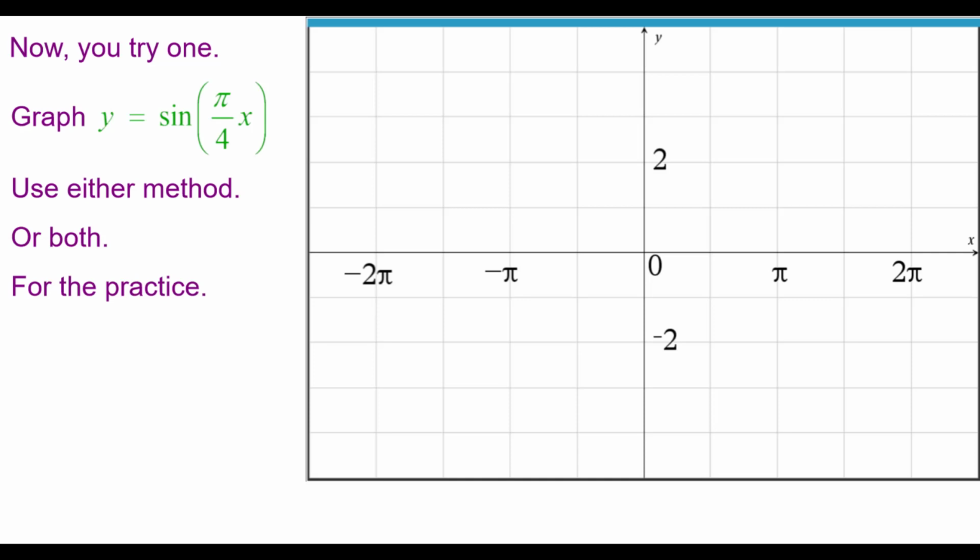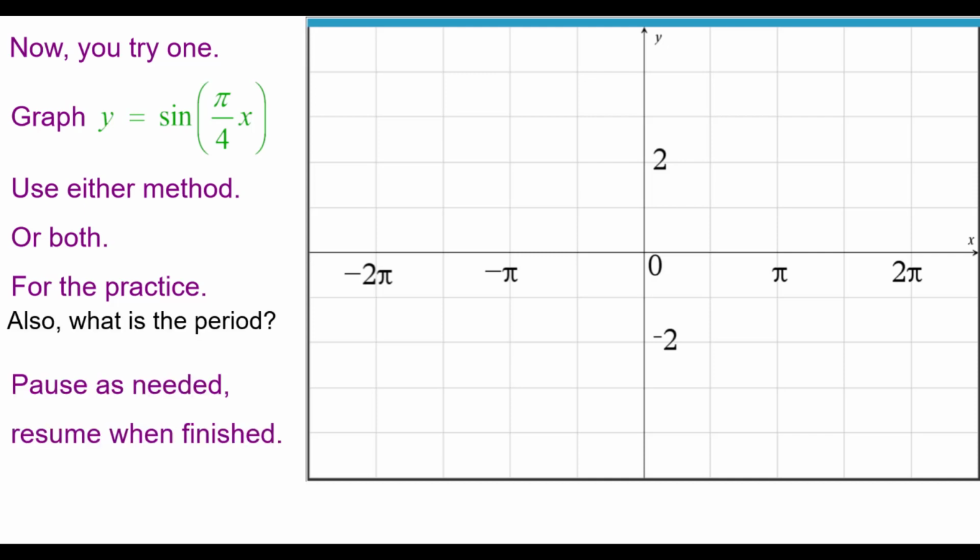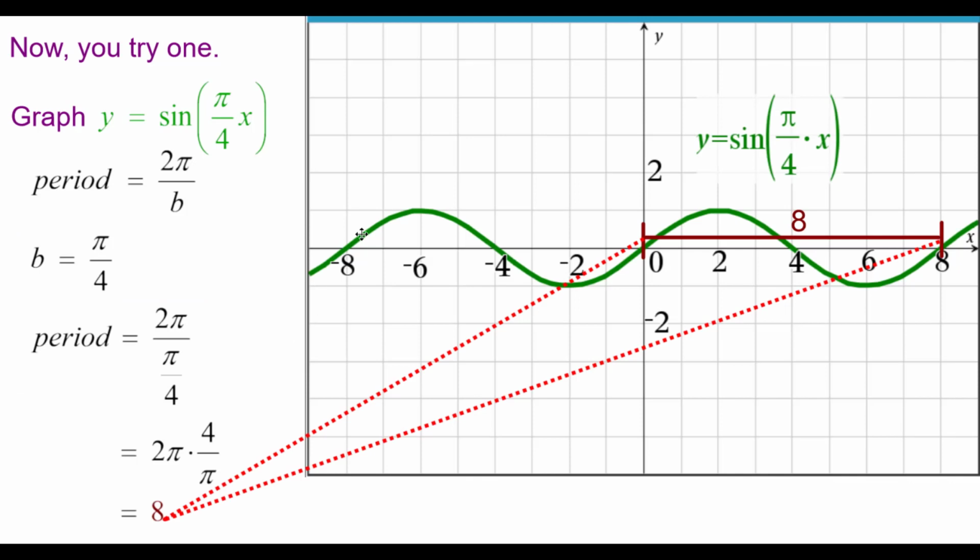Now you try one. Graph y equals the sine of the quantity pi over 4 times x. Use either method or both for the practice. And also tell us what the period is. Pause to do that. Our graph is here in green. You can see that the period is 8 either graphically or algebraically.